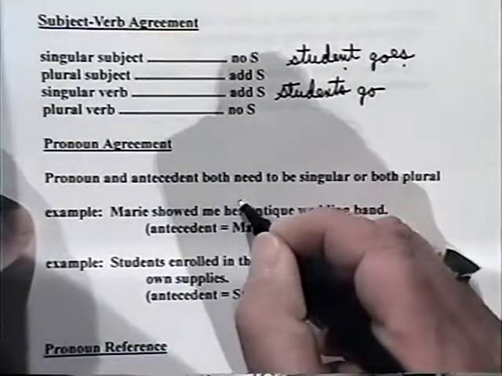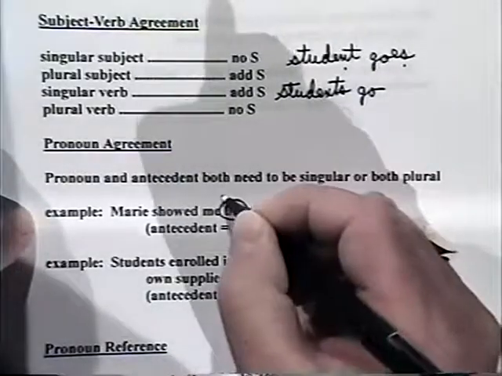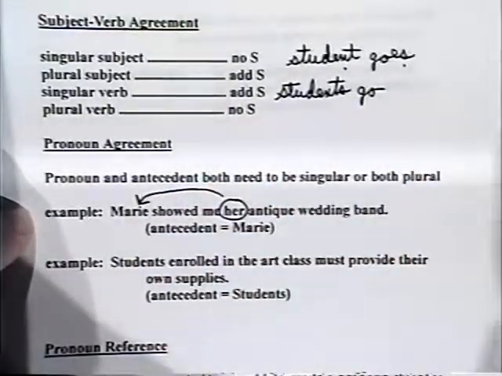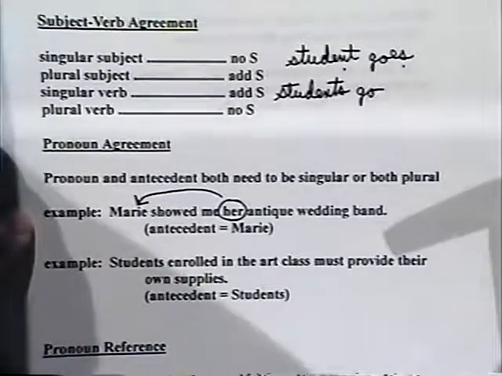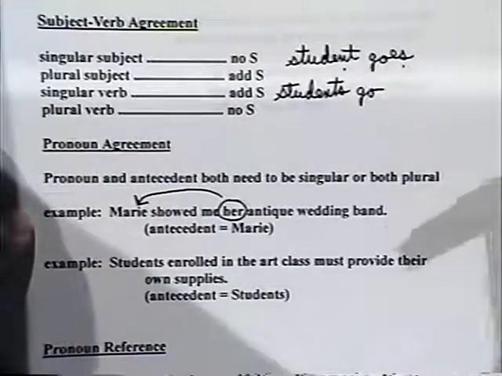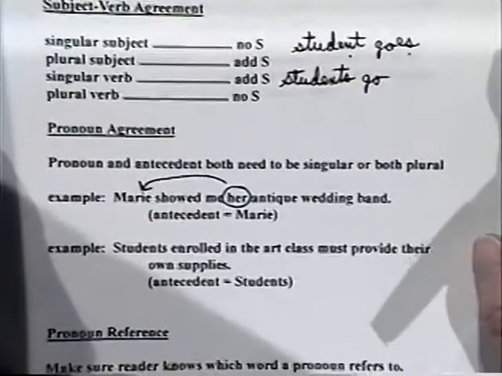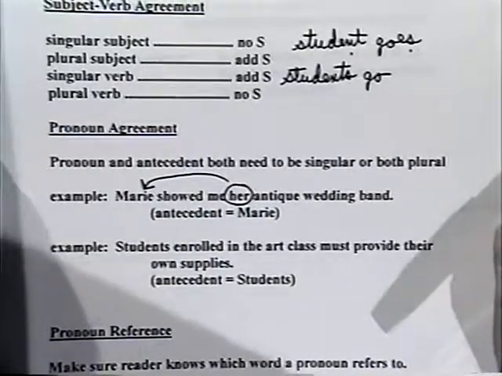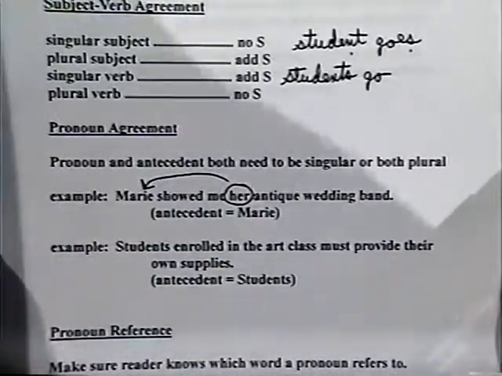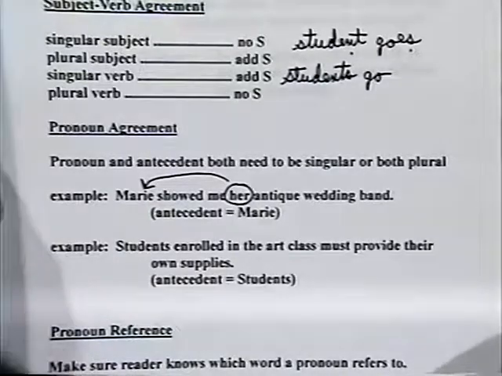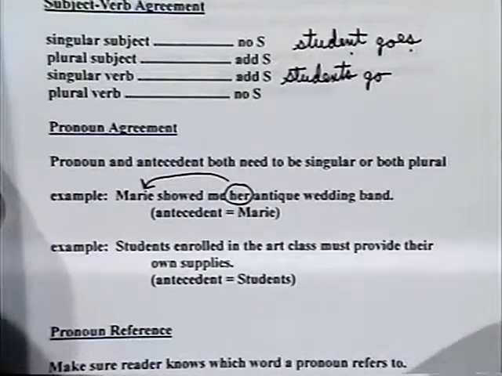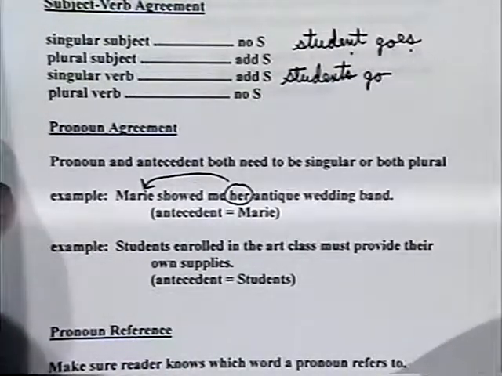Now, who is her? It's the same person as Marie. Notice Marie singular, her is singular. They have to agree in number. Okay, another example, so the antecedent there is Marie. Another example would be students enrolled in the art class must provide their own supplies.